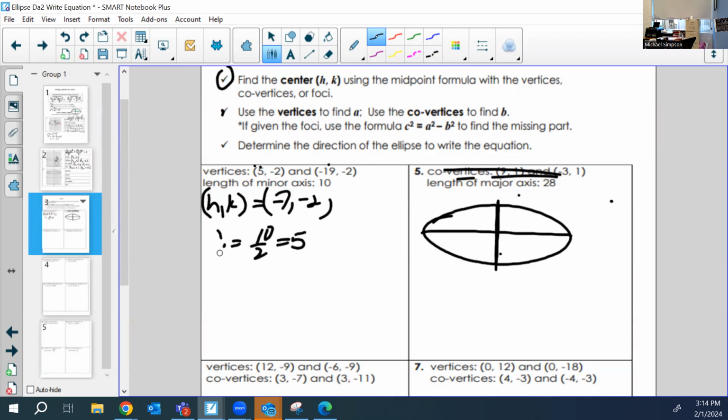Good. So make sure, this is one area I make mistakes all the time. I use b as 10. I just have to remind myself to divide by 2. So now we found the b. We've got to find the a now.